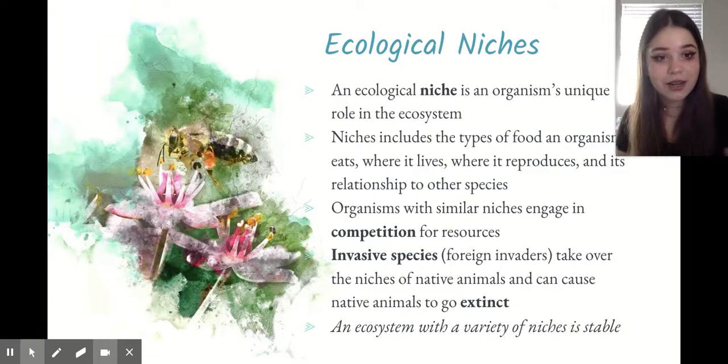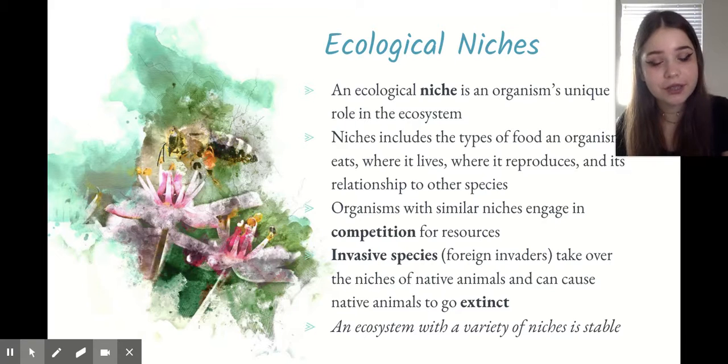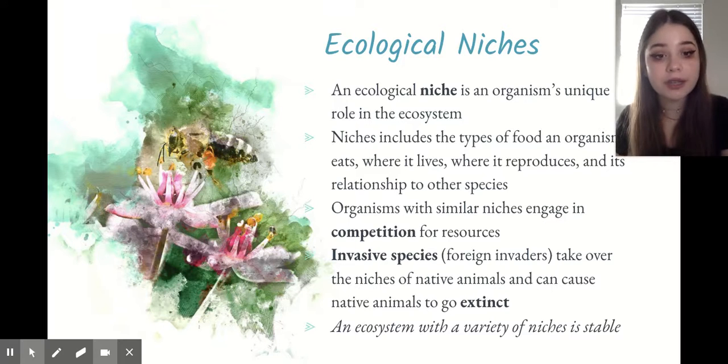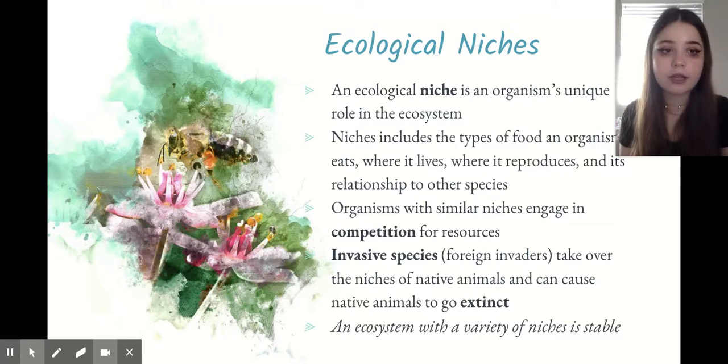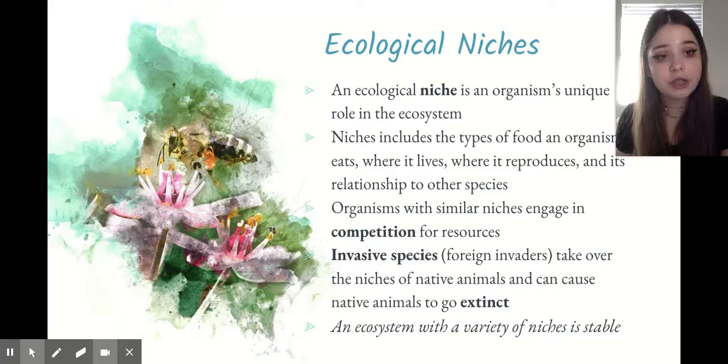And this leads us to talk about ecological niches. So what exactly is an ecological niche? In simple terms, it's an organism's unique role in an ecosystem. The niche can include the types of food the organism eats, where it lives, where it reproduces, and its relationship to other species. So basically everything the organism does, its role in the environment. Organisms with similar niches engage in competition for resources. If there are too many organisms with similar roles, they're going to be using up the same resources.